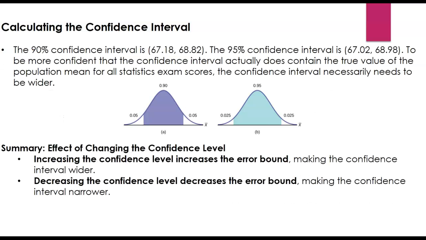The 90% confidence interval is 67.18 to 68.82. The 95% confidence interval is 67.02 to 68.98. To be more confident that the confidence interval actually does contain the true value of the population mean for all statistics exam scores, the confidence interval necessarily needs to be wider. So our summary of this is the effect of changing the confidence level. Increasing the confidence level, going from 90 to 95%, for instance, increases the error bound, making the confidence interval wider. Decreasing the confidence level decreases the error bound, making the confidence interval narrower.